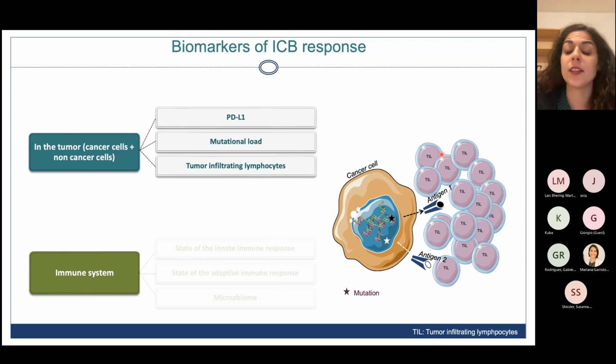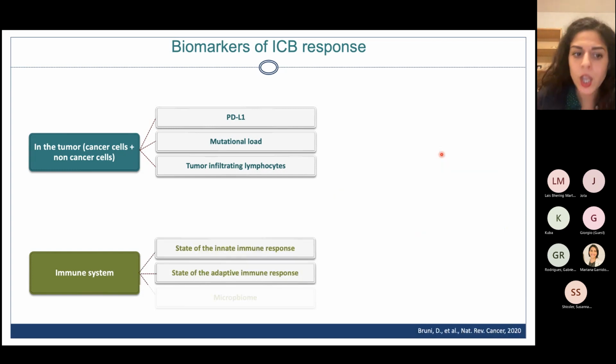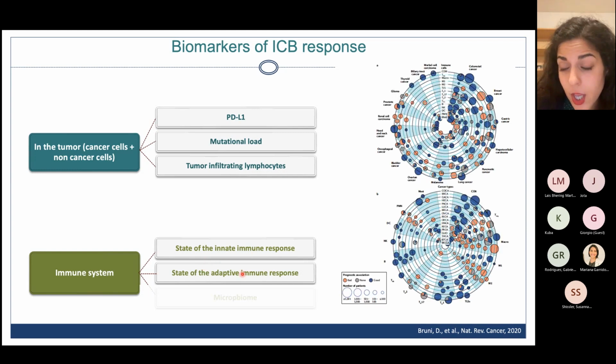And on top of that, if you increase or maintain the cytotoxic activity of the T cell, then the more anti-tumor immunity you will get. You can also have biomarkers that will try to map the state of the innate or adaptive immune response.